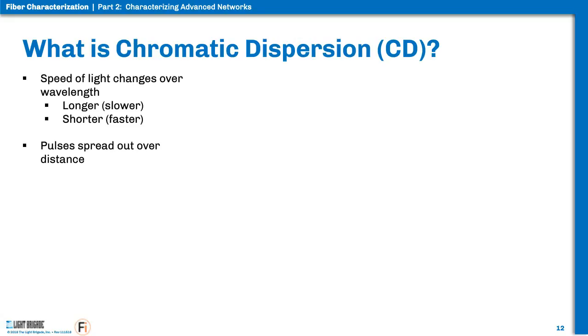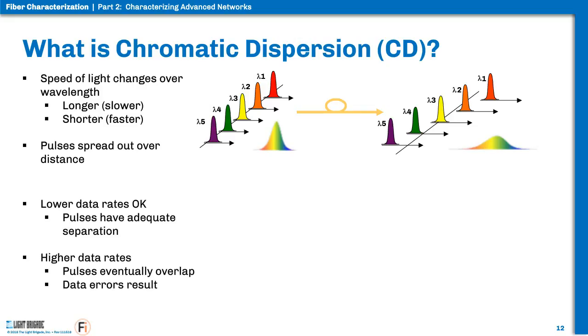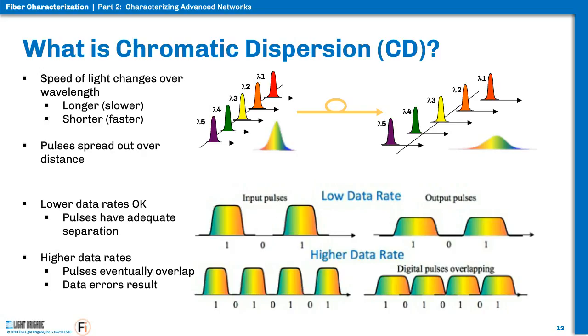Here's an example of what this looks like. So let's say your transmit pulses are all bunched together nice and tight, like you see in the first picture. And then as you go down the length and you get to the far end, these pulses have spread out and they're further apart. What you don't want to have is pulses overlapping. So at lower data rates, you're pretty much okay here, where you see the pulses spreading out and they're not really overlapping. But when you get into higher speed networks like 10 gigabit and higher, these pulses will actually spread out and start to overlap each other, and this will cause data errors, and that's a problem.